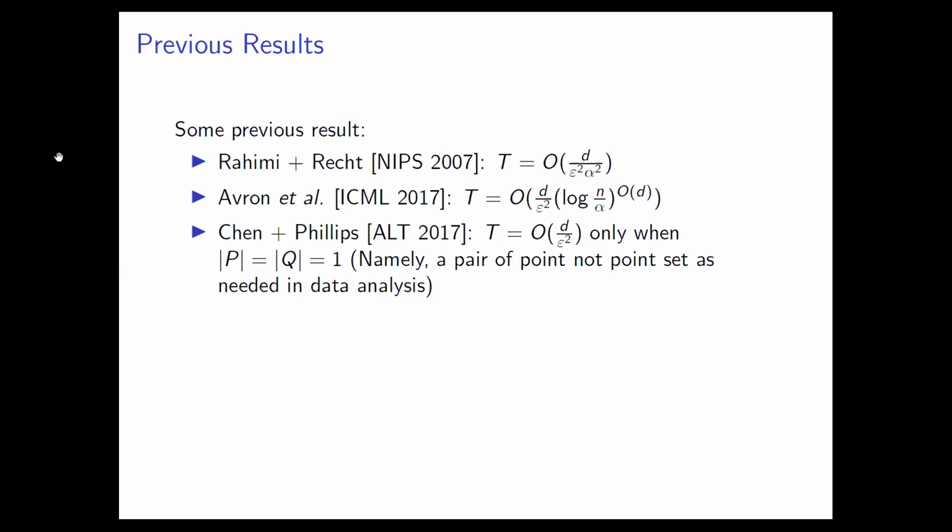Rahimi showed that we can construct the mapping F hat in d by epsilon squared alpha squared time. They did it by random Fourier features. Then Efron showed that we can construct the mapping F hat in d by epsilon squared log n by alpha to the power d time. They modify the random Fourier feature. And finally, in the special case of P and Q being a single point, Chen showed that the construction time is d by epsilon squared.